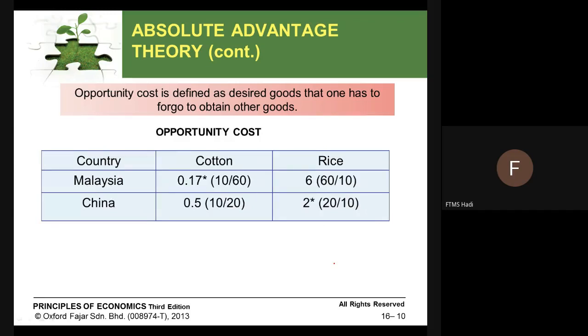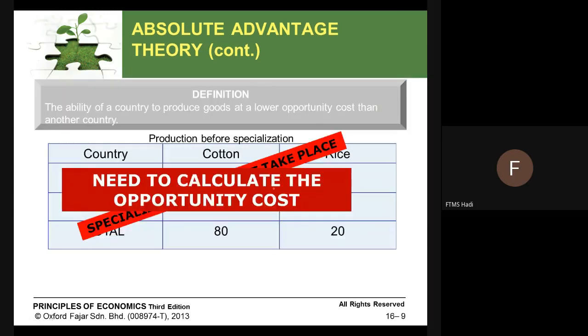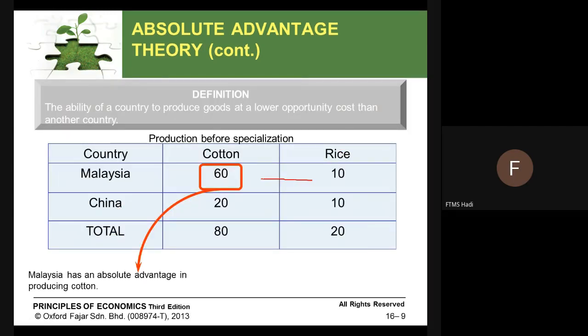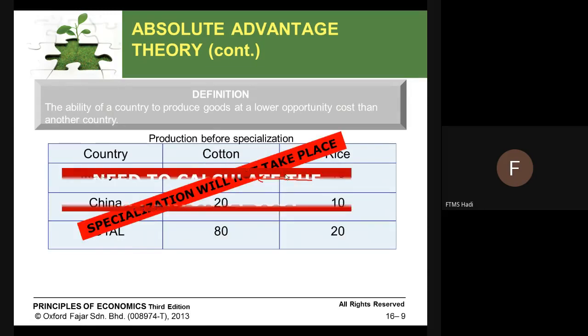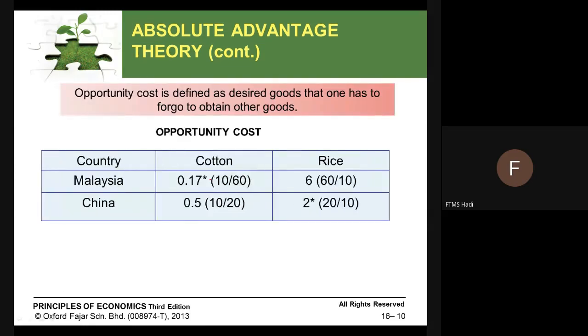Okay, so this one is the calculation. 10 divided by 60 is 0.17. And then for rice, 60 divided by 10.